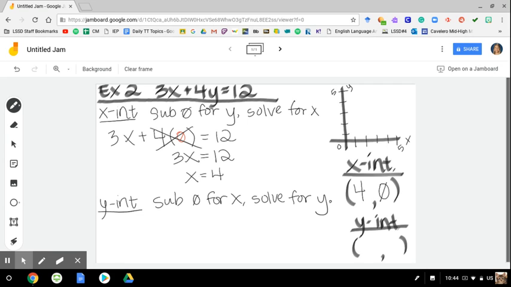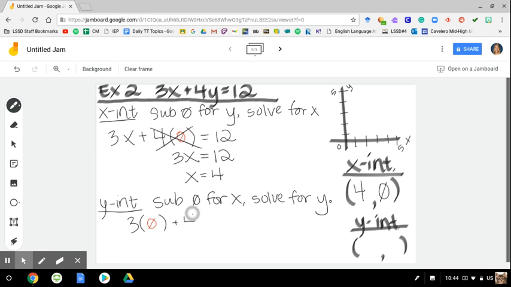Another way of doing this is when you substitute 0 in for one of the values of x or y, just cover it up and see what you have left. So let's do that with y-intercept. Sub 0 for x, solve for y. So I have 3, and I'm subbing 0 in for the x because I'm getting my y-intercept.